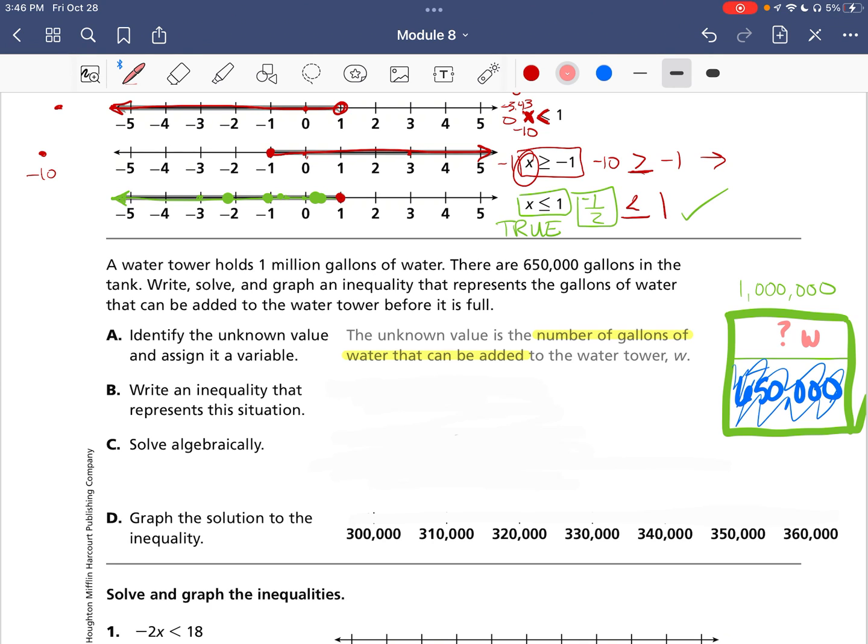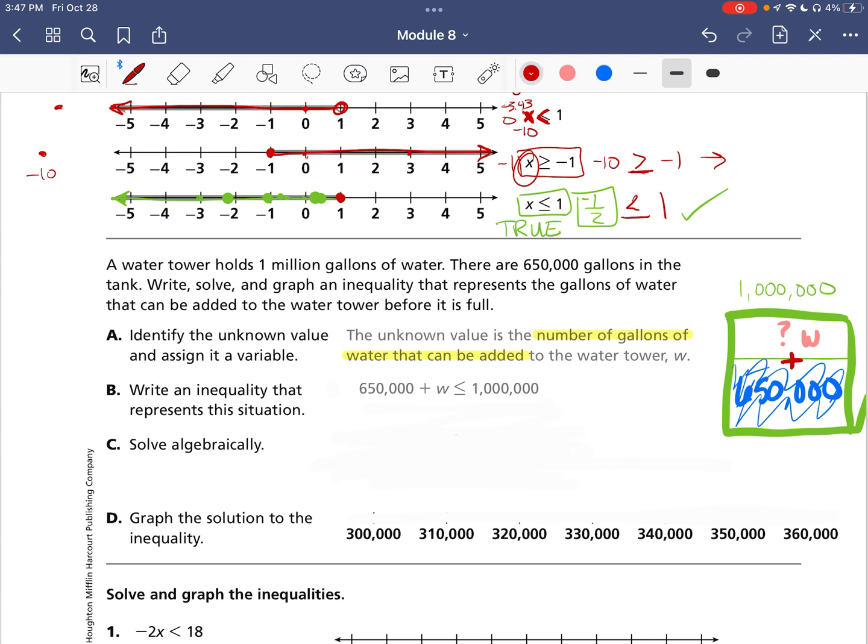We need to write an inequality to represent this situation. So we're going to have our 650 plus our W is less than or equal to, because it can be 1 million, it can go right up to the top of that tower, but it can't go over. So that's our inequality. We need to solve it.